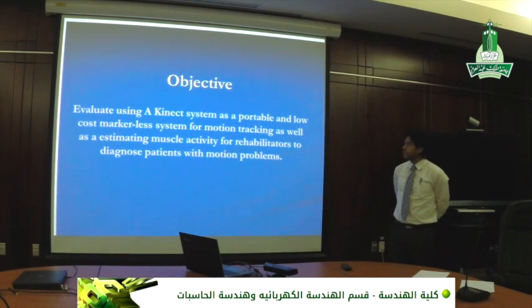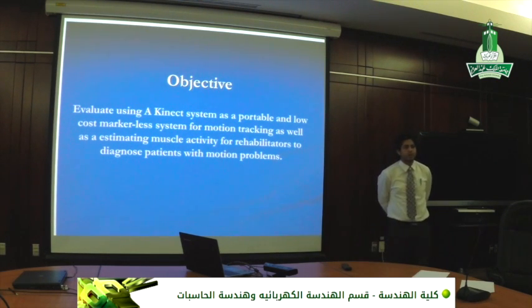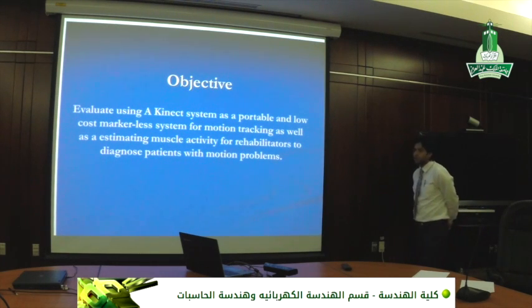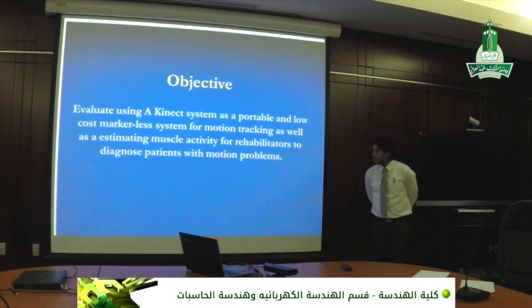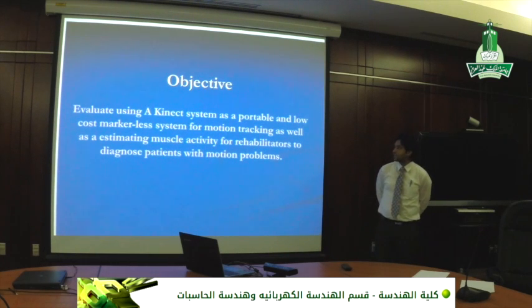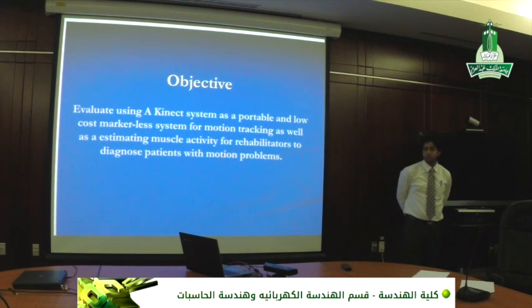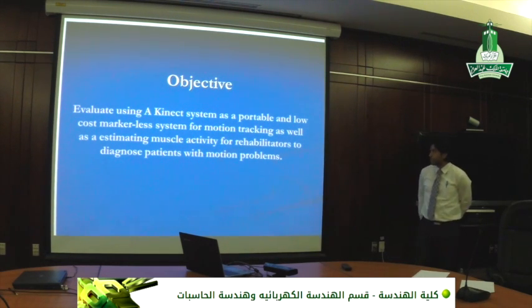The objective for the study was, when we first met to describe what is going to be the objective, we came to the conclusion that we will be using a Kinect system as a portable and low-cost marker-less system for motion tracking as well as estimating muscle activities for rehabilitation to diagnose patients with motion problems.